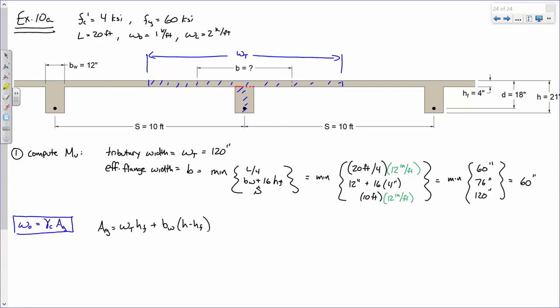And again, it's tempting to use B here because you think, oh, I just need to compute the area of that. No, use the tributary width because of what you're using this for. You're using it to determine how much weight this beam is responsible for, how much load it has to hold up. This is 120 inches times HF, which is 4 inches, plus 12 inches times 21 inches minus 4 inches.